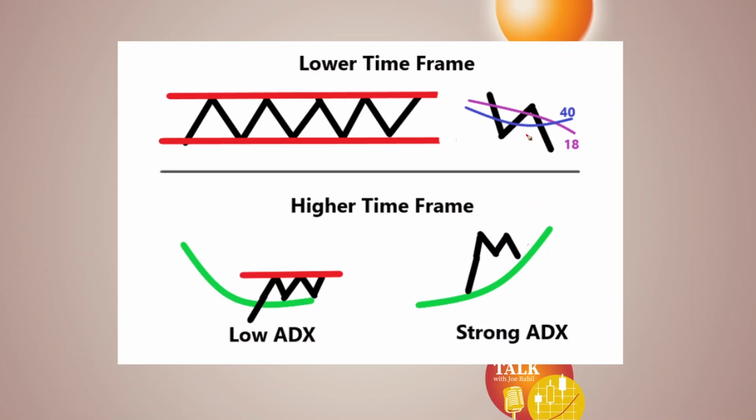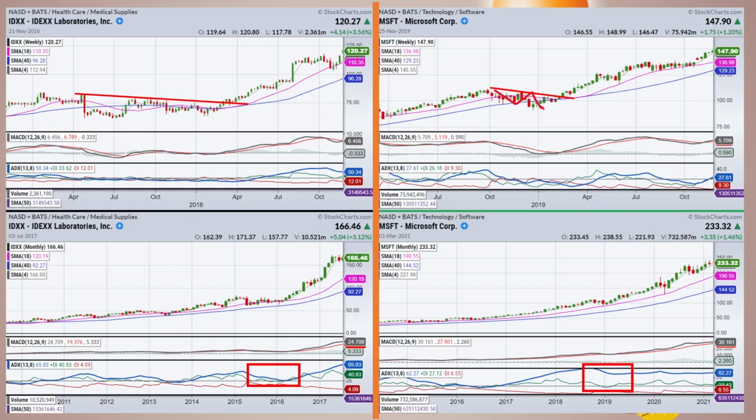ABC pullback, or what I call an opposing trend trigger setup, with an 18 and a 40, where the 18 comes down below the 40. And then we're looking for either a trend line break or a move back above both moving averages as a trigger. But there are times where this can be working sideways long enough where it turns into a low ADX condition, and then we're waiting for a breakout. So let me just show you a few examples of this.